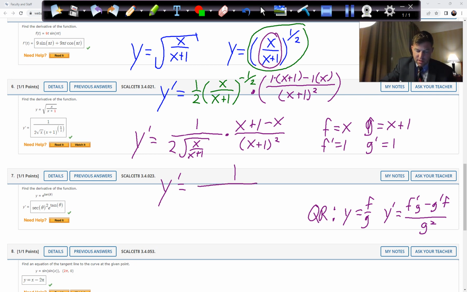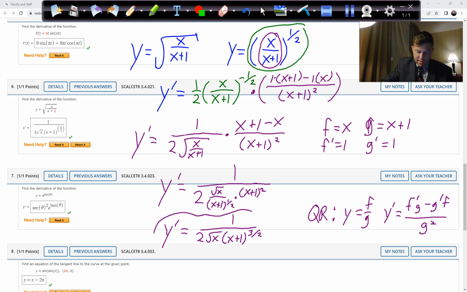Now let's see what we have. This is 2 times the square root of x over, I'm going to write this as x plus 1 to the 1/2. And this is times x plus 1 squared. Well, those two bubbles can be combined. You have 2 of them on top, half of them on bottom. So this is going to be 1 over 2 root x times x plus 1 to the 2 minus half, which is 3/2. I believe, yes, you can write it like that.